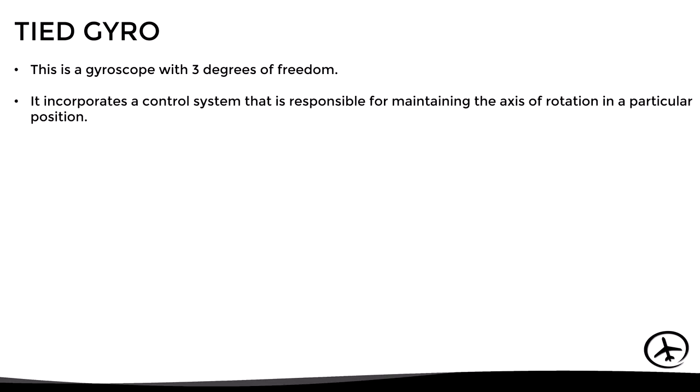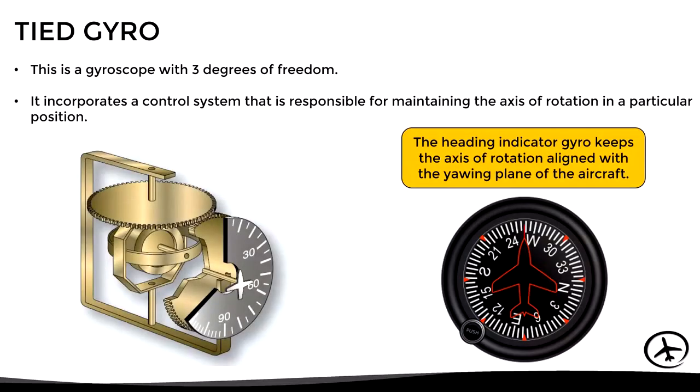The tied gyro. This gyro also has 3 degrees of freedom, however it incorporates a control system that keeps the axis of rotation in a particular position. An example of this type of gyro is the one found in the heading indicator. In this case, it keeps the axis of rotation aligned with the yawing plane of the aircraft in order to give an adequate heading indication.